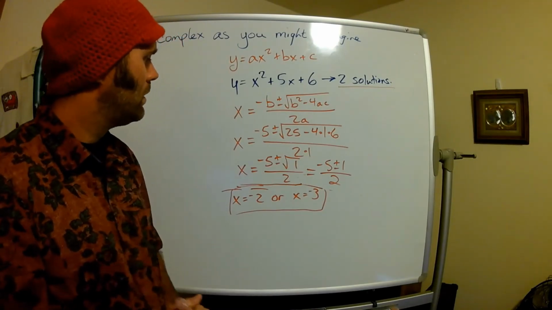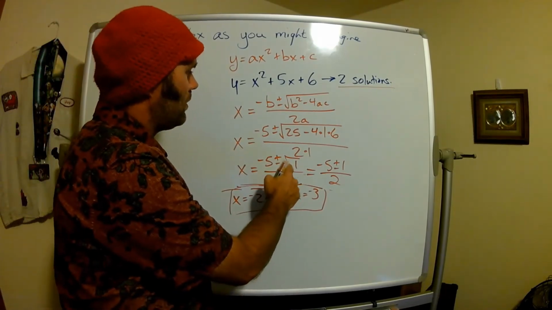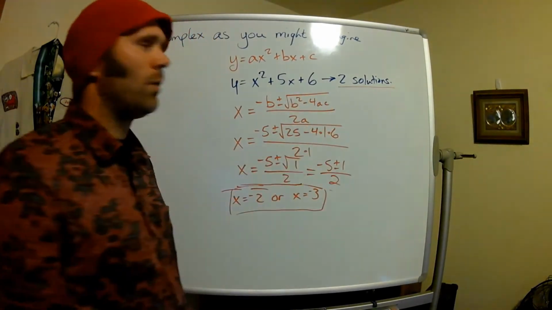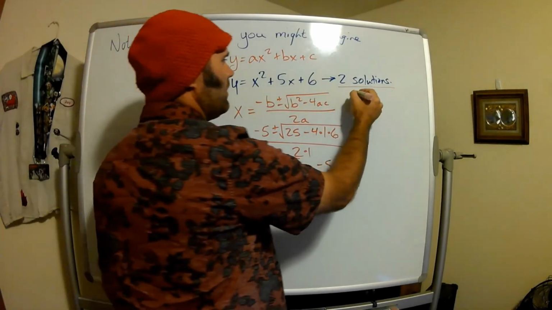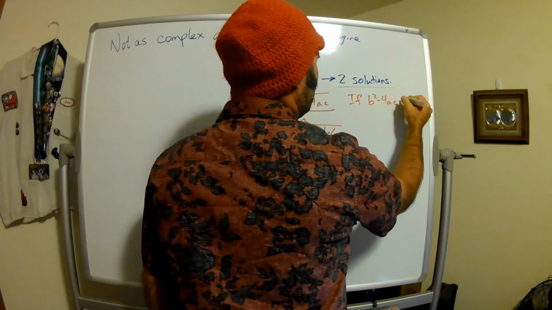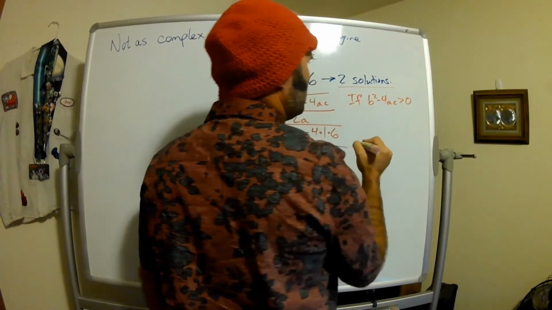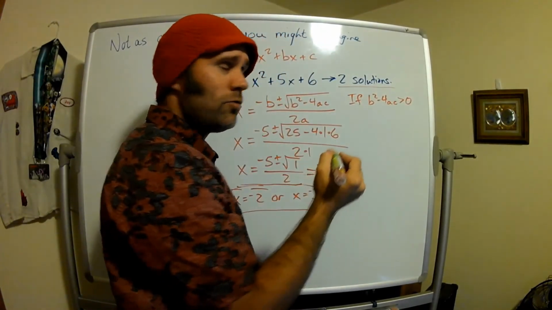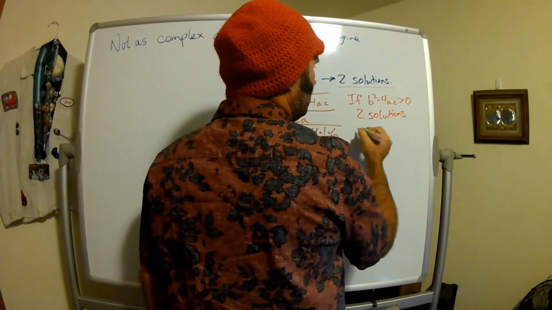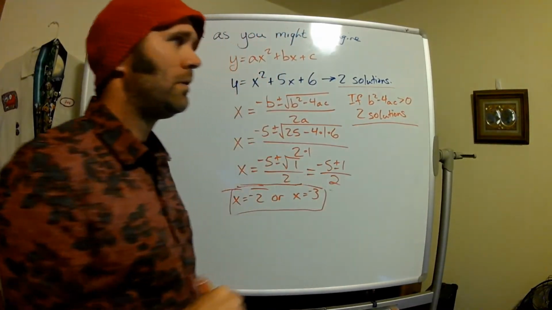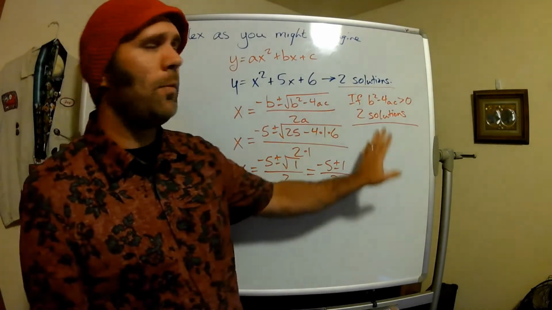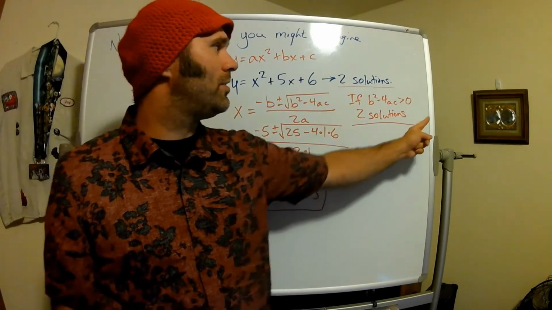So this part is actually this piece here, b squared minus 4ac. If b squared minus 4ac is greater than 0, we get two solutions. That's guaranteed every time. So if all you're trying to do is figure out how many solutions you have, this is a great way to do it.